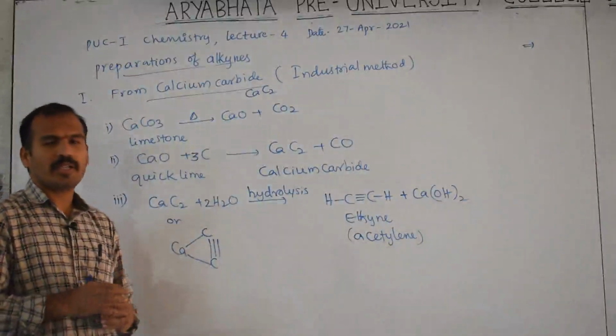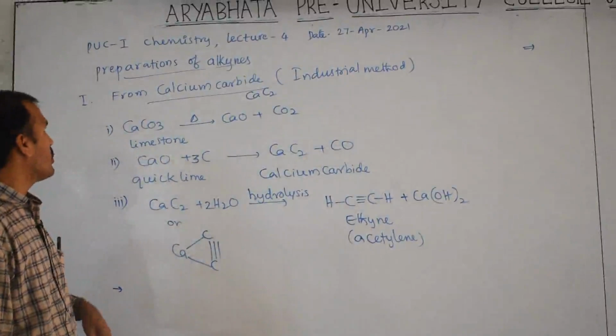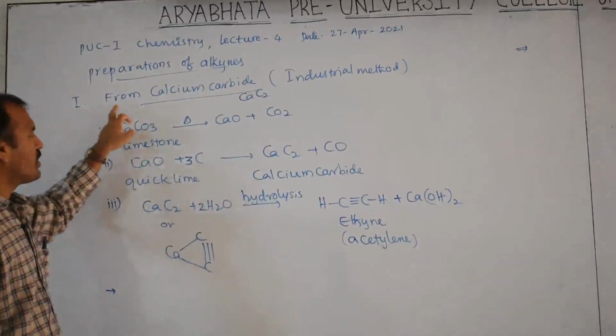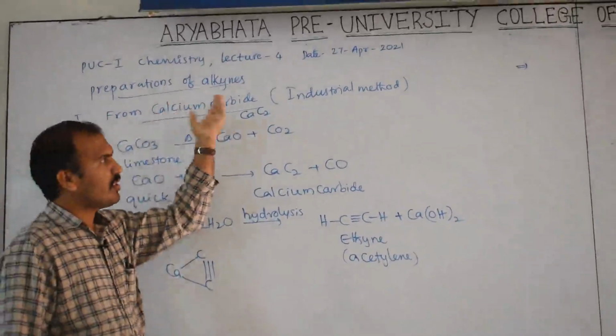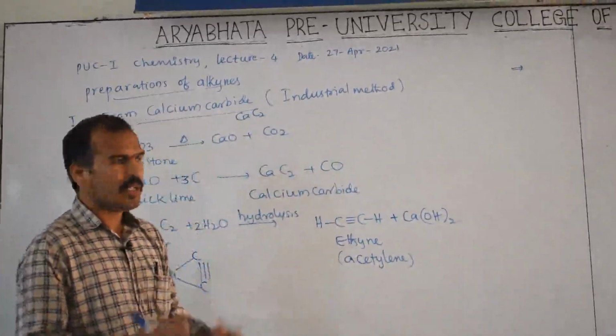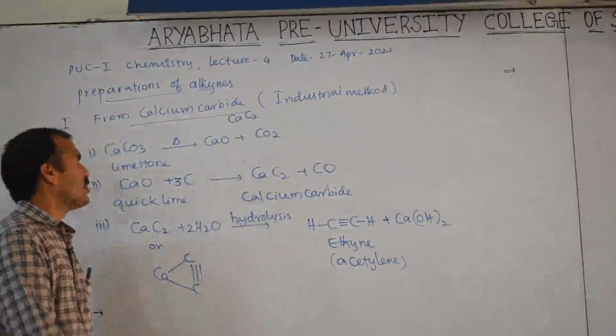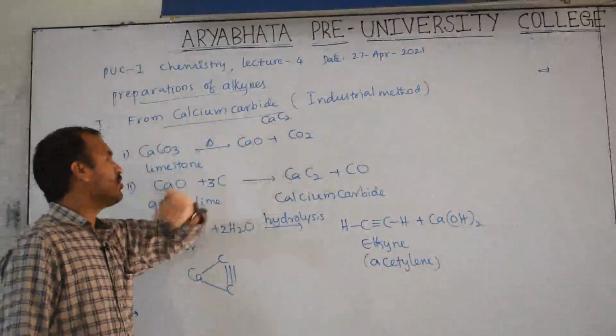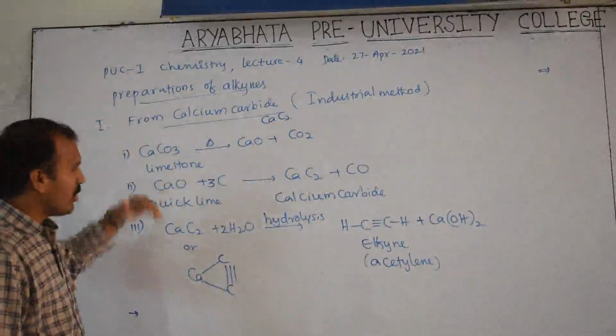In the previous class I discussed nomenclature and isomerism. Now, preparation of alkyne. The first method is calcium carbide. This is an industrial method, in which we prepare a large amount of the compound. So how to prepare this? Calcium carbide, formula CaC2. There is a step-by-step method.